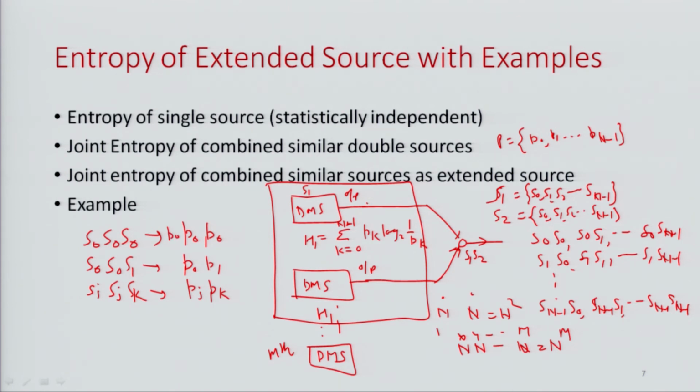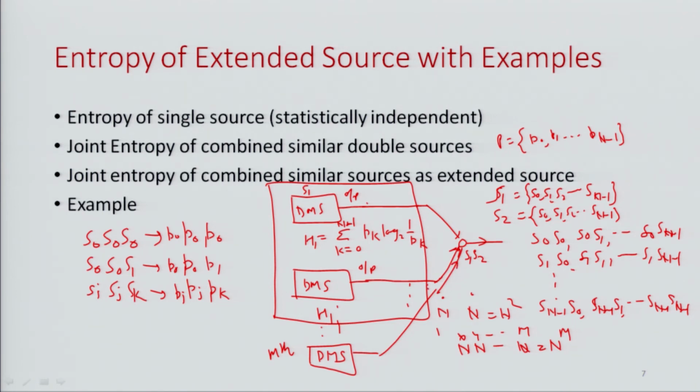Then we have Pi, Pj, Pk up to the mth, if there are m sources. Then we can find the individual probability of each symbol at the final output. That is also a joint probability at this point.